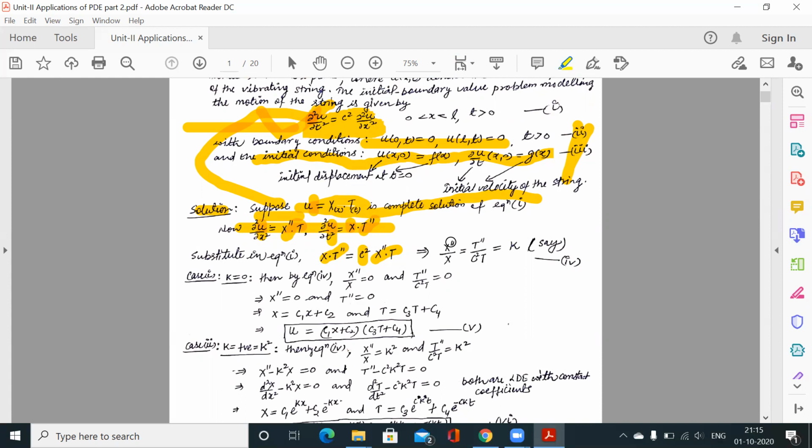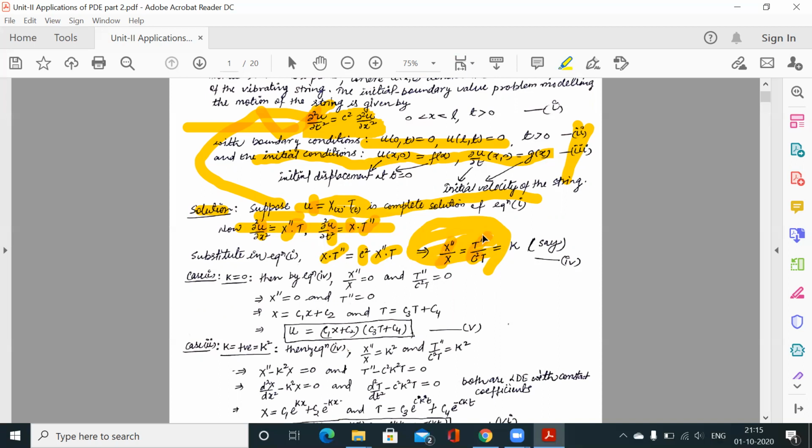Now what we are getting, x double dash over x, means this x we are bringing here, and the c square and t we are bringing here. So x double dash by x, t double dash by c square t. This is the separation. So now we know what to do, because these are separated now. X terms are on one side, t terms are on one side.